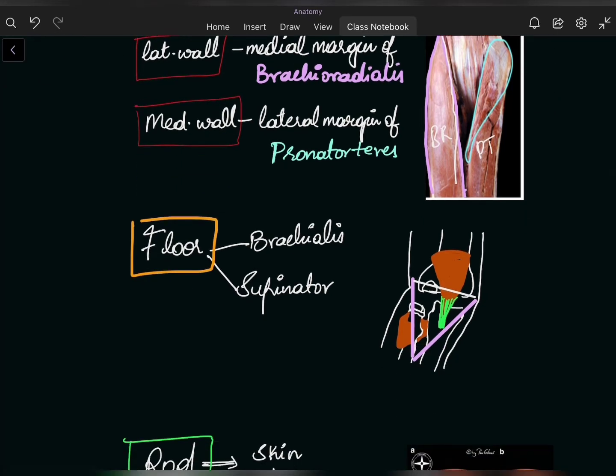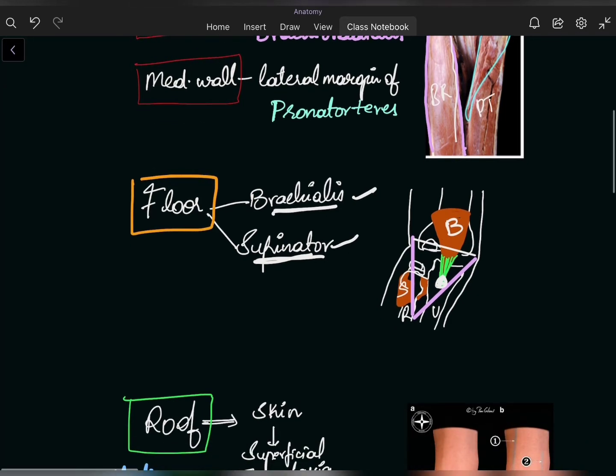So, floor. What is the floor of this cubital fossa? The floor of cubital fossa is formed by two muscles, brachialis and supinator. Here this is brachialis muscle and this is supinator muscle. Brachialis muscle passes through the cubital fossa, forms its floor and inserts on the coronoid process of ulna. This is ulna and this is radius. The supinator muscle winds around the radius and inserts into the shaft of the radius. So these two muscles form the floor of the cubital fossa. Now this is the cubital fossa.